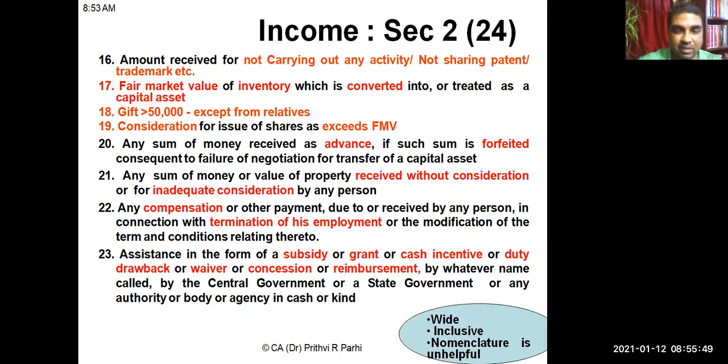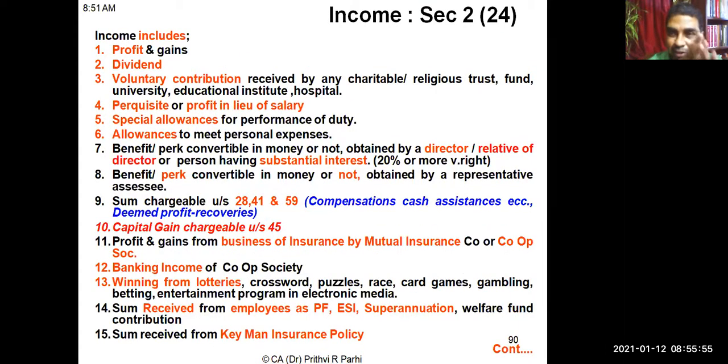I have listed here 23 items for your benefit. But since it's an inclusive definition, it includes anything. Income includes profit and gains. You already know what is profit and gains. When doing some business, you can get some profit, or doing some other transaction, sale and purchase, you can get some gain. Dividend income: companies distribute their profit by way of dividend. Dividend is also an income. So income includes profits, gains, dividends.